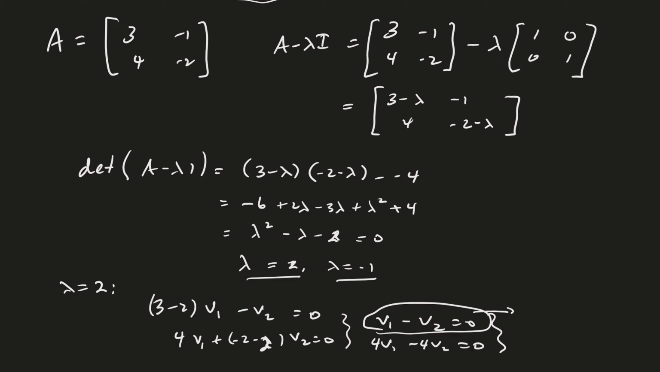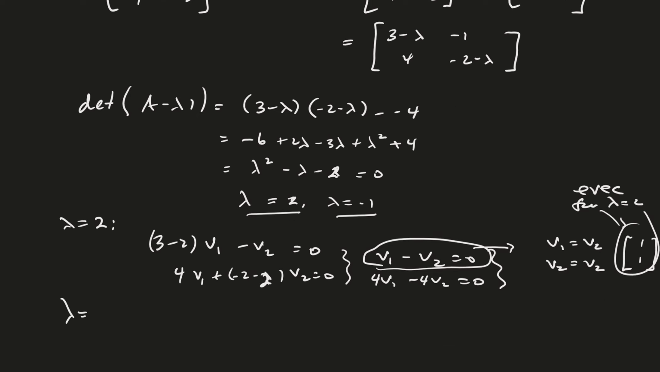And so really you only need to use one equation to solve that. And so what set of v1 and v2 satisfies this system? Well, you could say v1 is equal to v2, right? And then v2 is our free variable, v2 equals v2. So the vector is 1, 1, or any multiple of 1, 1 would solve this system. Good. And so that gives us the eigenvector for lambda equals 2.